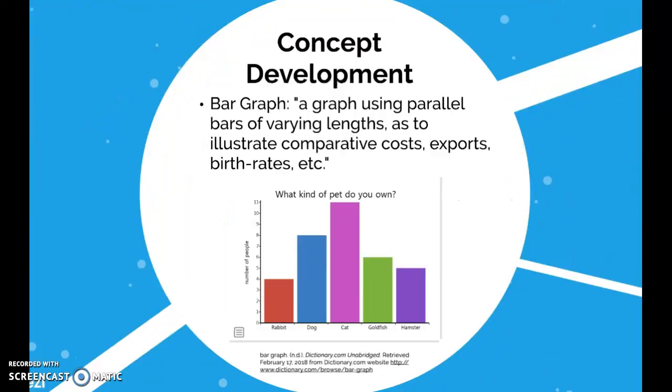We're going to work on some concept development now. This is a bar graph, which is a graph that uses parallel bars of varying lengths to illustrate comparativeness. So you can see here, this is a bar graph of what kind of pet do you own. And most people own a cat at 11.